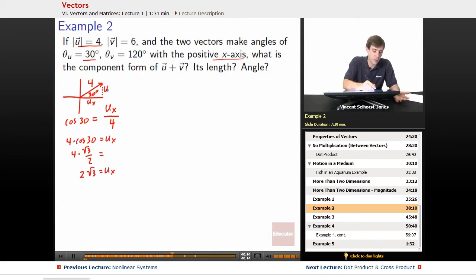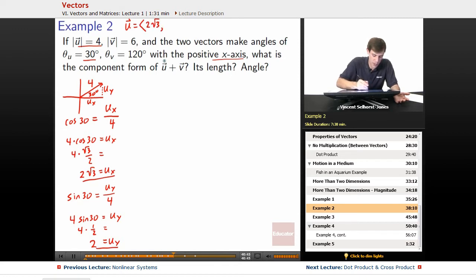Very similar thing going on if we want to figure out uy. It will be sine of 30 equals uy over 4. Multiplying by 4 on both sides, 4 sine 30 equals uy. Sine 30 is just 1/2, so 4 times 1/2, so we've got 2 equals uy. So at this point, we've got that u equals 2 root 3, its x component, comma, and its y component, 2. And that's what our values for u are.